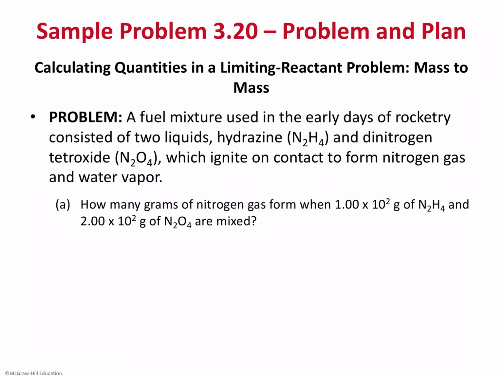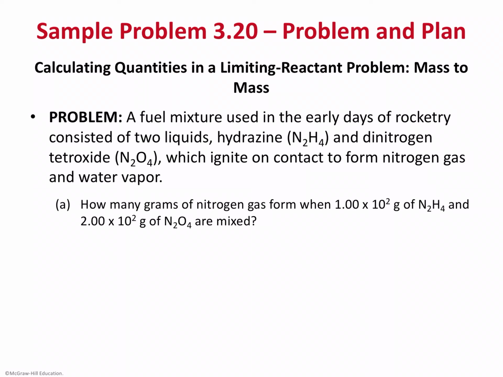A fuel mixture used in the early days of rocketry consisted of two liquids. So we have hydrazine and nitrogen tetroxide, which ignites on contact to form nitrogen gas and water vapor. And we need to find out how many grams of nitrogen gas form when 100 grams of hydrazine and 200 grams of N2O4 are mixed. How do we do this one?